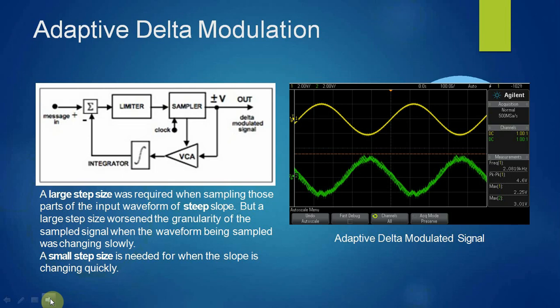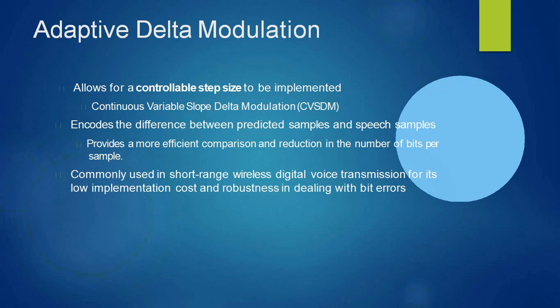A large step size is required when sampling the part of the input waveform with a steep slope, but a large step size worsens the granularity of the sampled signal when the waveform being sampled is changing slowly. A small step size is needed when the slope changes quickly in case of adaptive delta modulation. Then the adaptive delta modulation allows for a controlled step size to be implemented, meaning CVSD, continuously variable slope delta modulation. This part we have learned in practical purpose also.